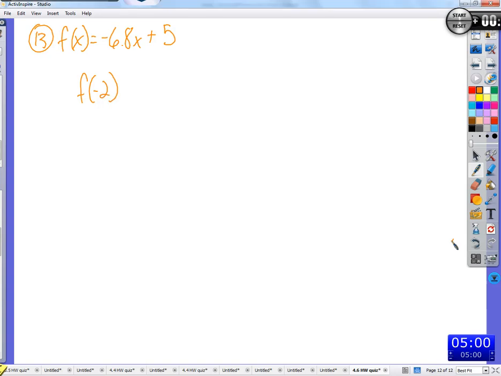So what does it say? How do we say it? How do we pronounce it? F of negative 2. What does it mean that we're supposed to do, Jaden? Plug negative 2 in for x. There's x. I'm going to put negative 2 right there. 6.8 times 2 plus 5. That's going to be a positive 13.6. Plus 5, 18.6. Right? Yes.